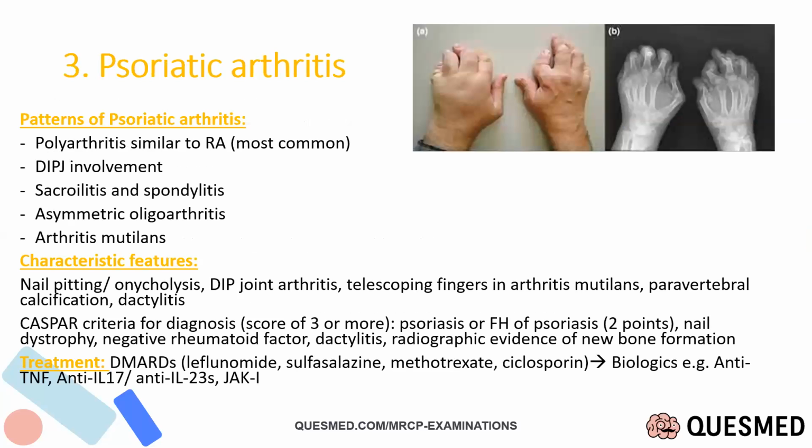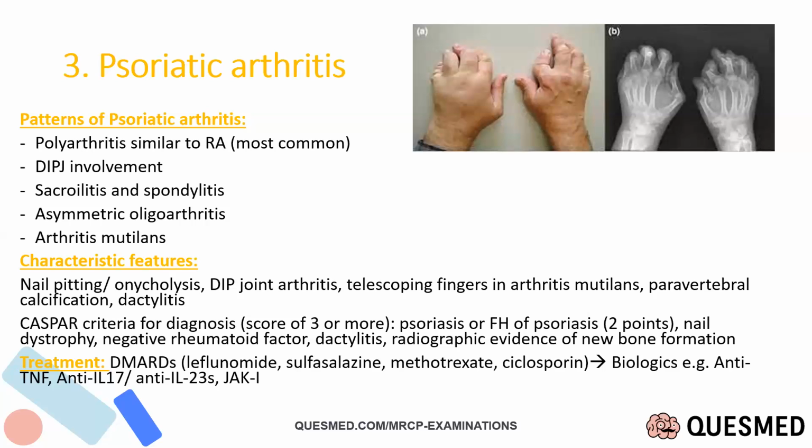Psoriatic arthritis. This is a polyarthritis, and you can have different patterns of disease. You can have a polyarthritis which mimics rheumatoid arthritis but would be seronegative. Or you can have disease which predominantly affects the distal interphalangeal joints, and that's one way to differentiate between psoriatic arthritis and rheumatoid arthritis.